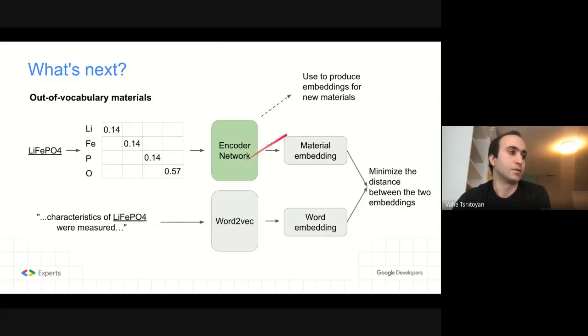And then you could use this network to produce embeddings for some new material. Let's say someone made a new material in the lab, and they want to understand what could be potential good uses for this material. Then they could use the encoder network to build some embedding for it. I think this has been showing some promising results, and the team is working on this already.